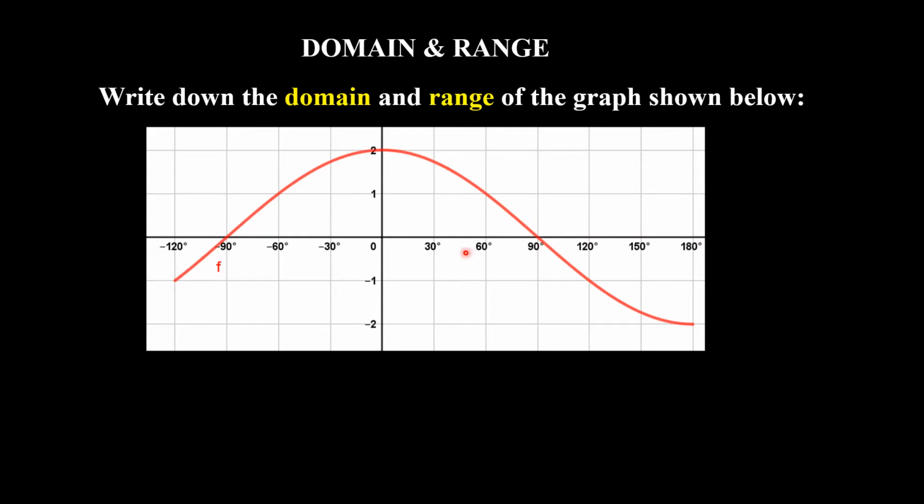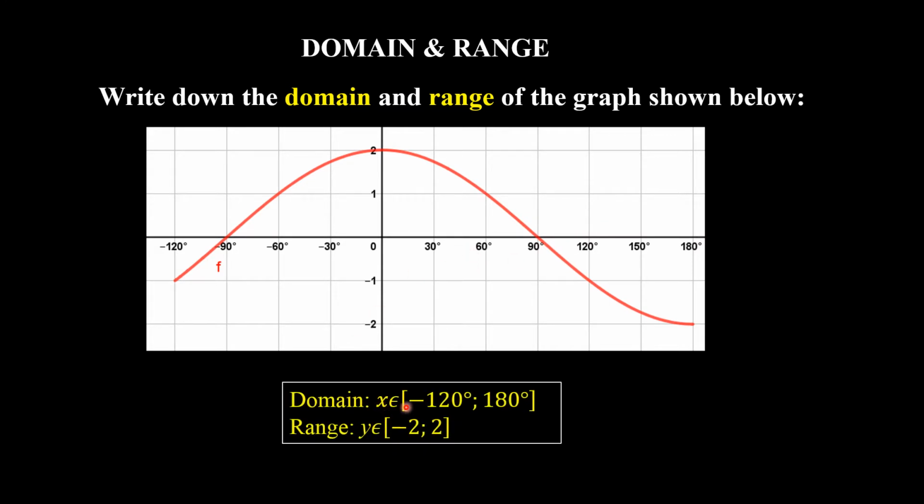So the domain, we write: domain is x element of minus 120 to positive 180, including minus 120 and 180. So we put it in square brackets.